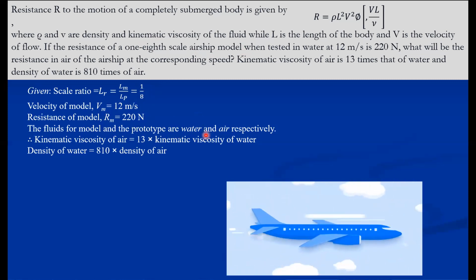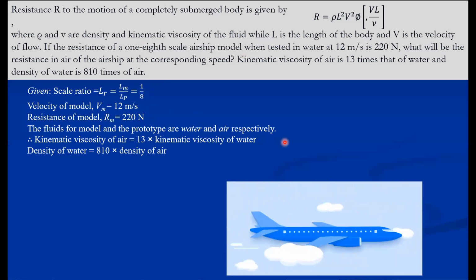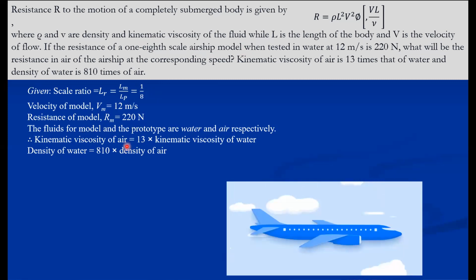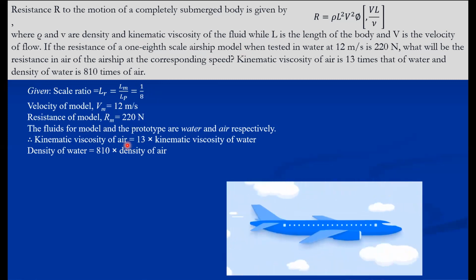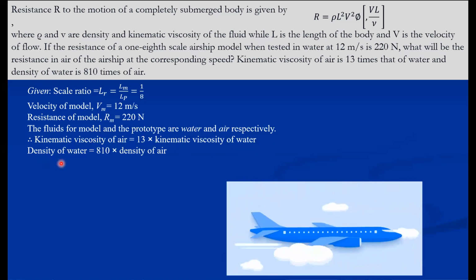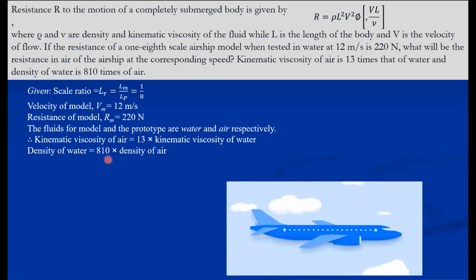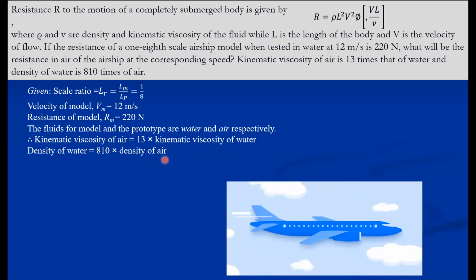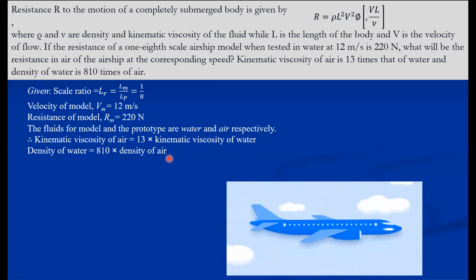So for the model, it is water. For the prototype, it is air. Kinematic viscosity of air, sorry, that is for the prototype, is 13 times the kinematic viscosity of water. And density of water is 810 times that of density of air.